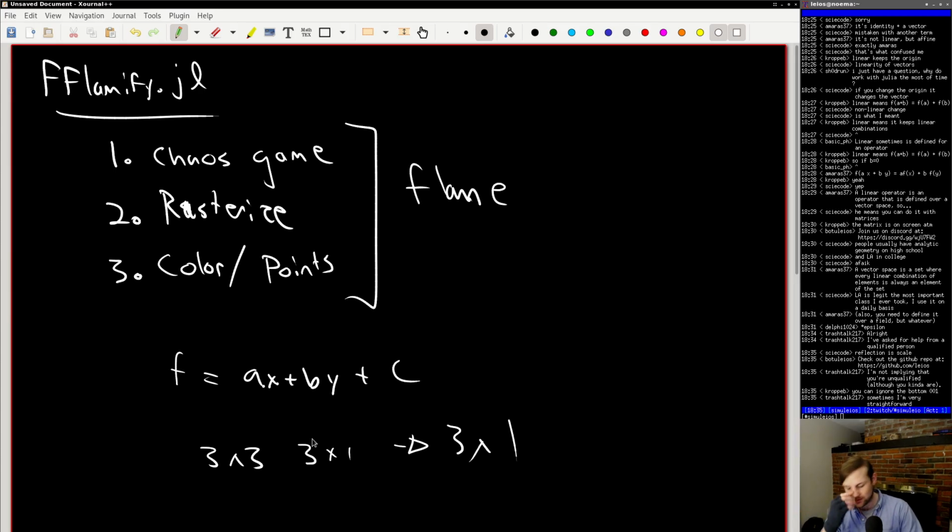So yeah, that's what we want then. So we can just do any matrix multiplication. So any 3x3 matrix should work here.